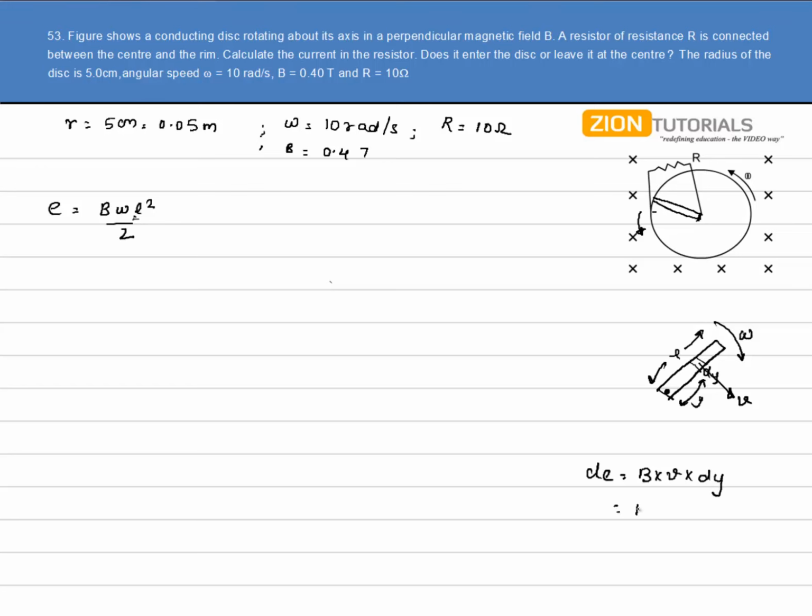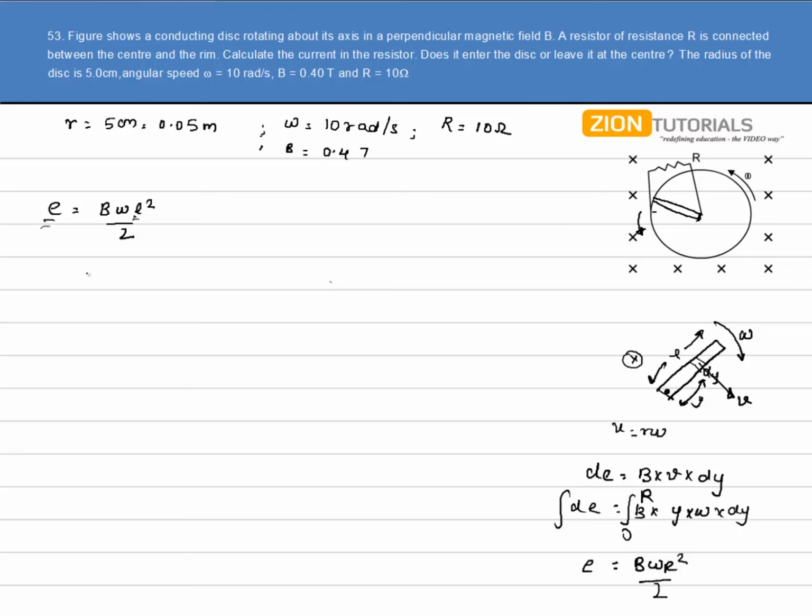Now the magnetic field is B, no doubt. The velocity will be given by R omega, so here R is y, into omega into dy. So integrating both sides, where the value of y varies from 0 to R, I get the answer as B omega R square by 2. So I'm using this very same formula over here. So I do have the EMF generated.